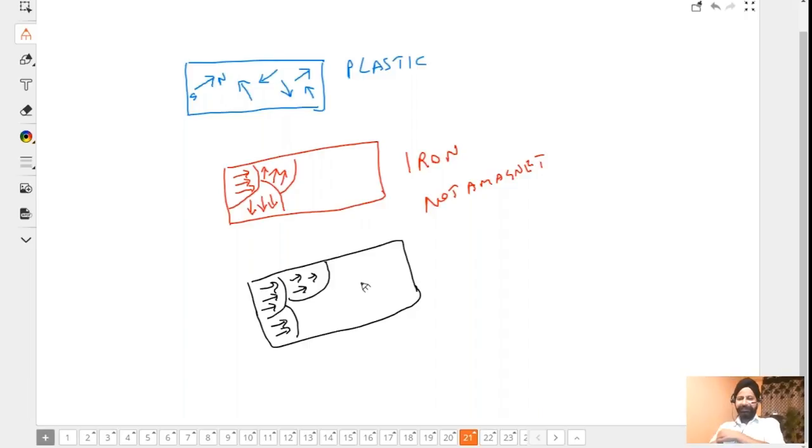Anybody who did not understand this part? Anybody who did not understand? Okay. And that is why iron, cobalt, and nickel are magnetic materials. How aligned they are, we'll cover in the next class.